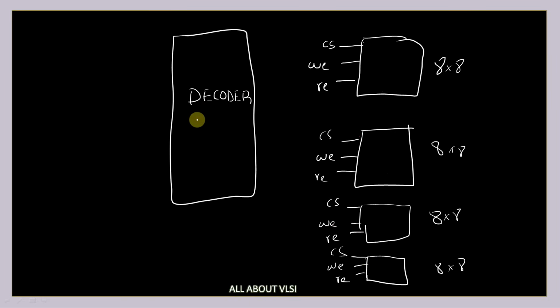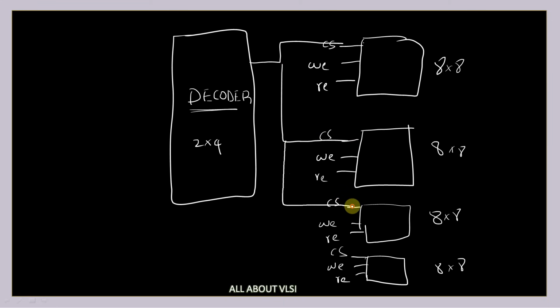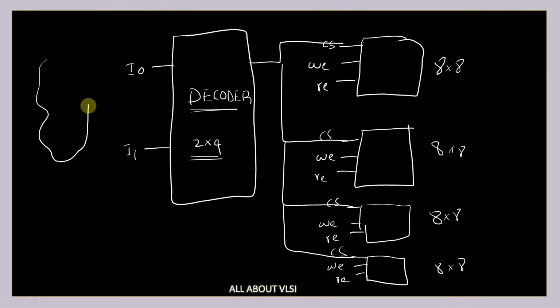So we are going to take a simple decoder, which is a 2x4 decoder, and this decoder's outputs are connected to these chip selects like this. And the input of this 2x4 decoder is, let's say, I0 and I1. So the user is going to provide this 2-bit address to this decoder.